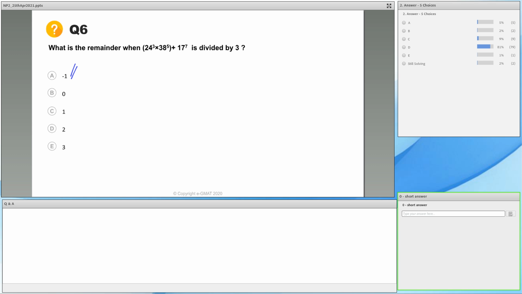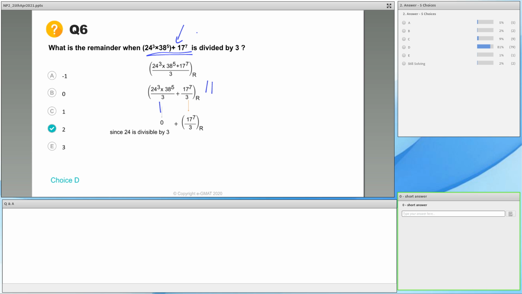Now, you can solve this question both using the positive style and using the negative style. If you simply start simplifying this, what do you get? Split it right here to start with. 24 power 3 into 38 power 5, divided by 3, plus 17 power 7 divided by 3. You have to find that remainder.